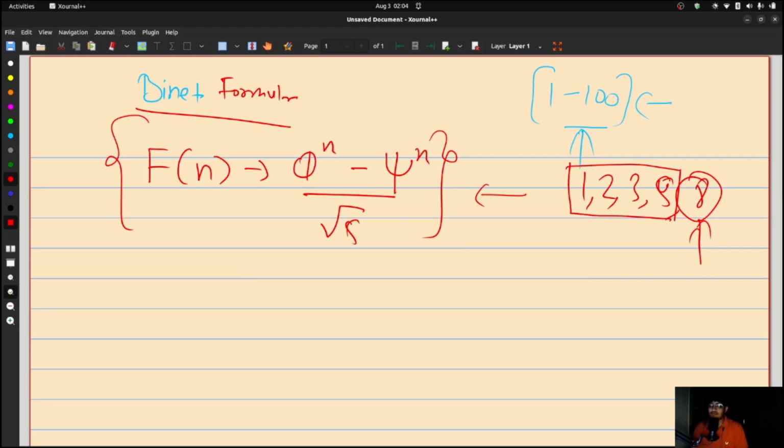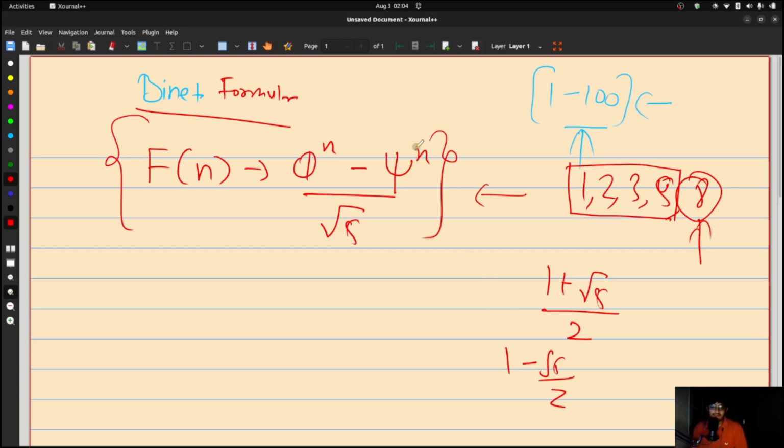Now, what is phi to the power n and what is psi to the power n? Phi is called the golden ratio. You must have heard of it. The value of the golden ratio is 1 plus root 5 by 2. And the psi value is nothing but 1 minus root 5 by 2. This is the value of phi and this is the value of psi.